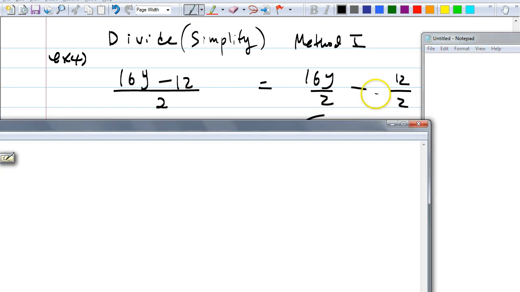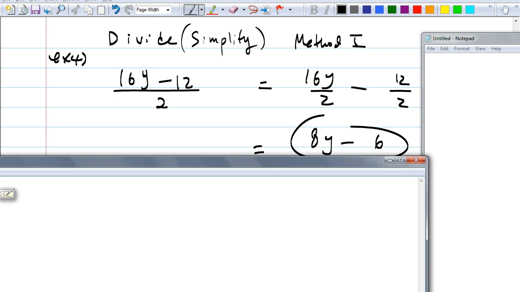Right, you have two fractions subtracting. You have a common denominator of 2, so you get 16y minus 12 over 2. Isn't that the same as 16y over 2 minus 12 over 2? Do we know how to simplify this? What's 16y over 2? 8y, minus 6. Is this easy or hard? Is that the answer? Yeah, this is the answer. So it's pretty simple.